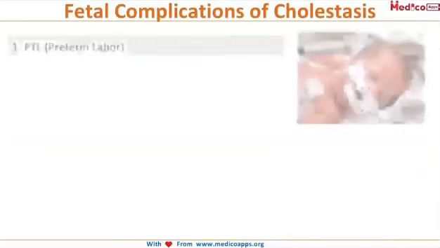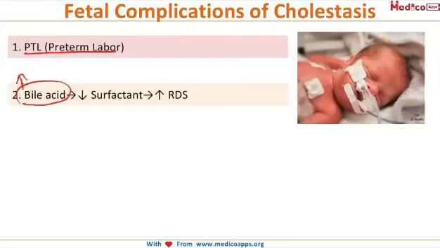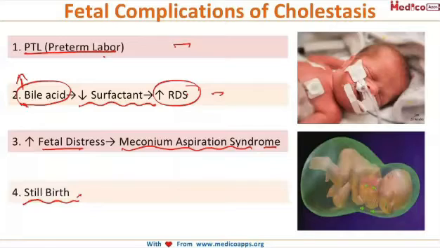Coming to the fetal complications, there is increased risk of preterm labor. Secondly, we have told that in this there is increase in the bile acid levels. So increase in this bile acid interferes with the function of the surfactant and thus causes RDS in these babies. There are also increased chances of fetal distress and meconium aspiration syndrome. And all these factors together increase the risk of stillbirth.